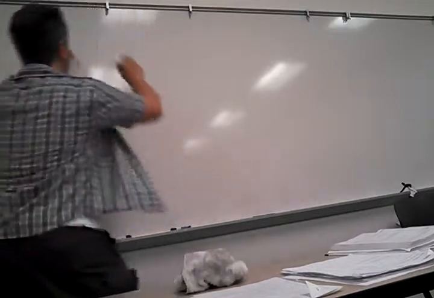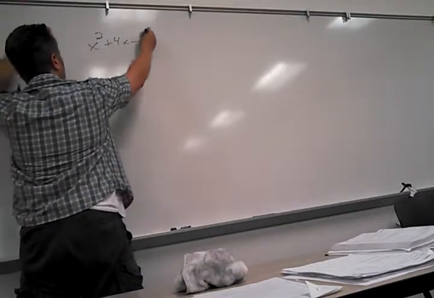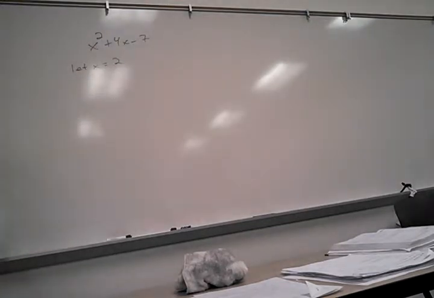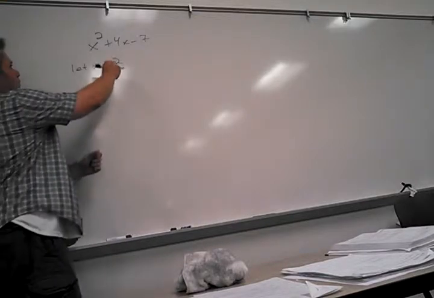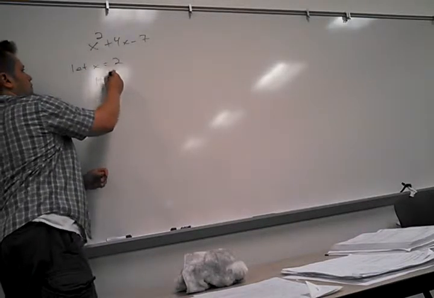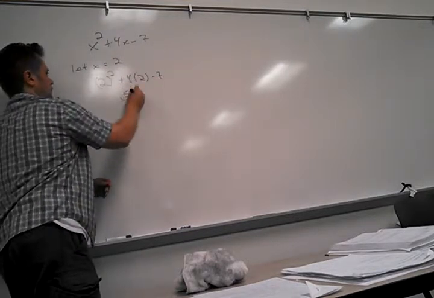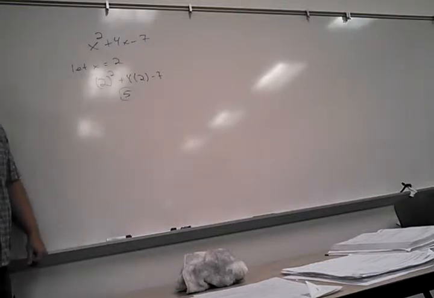Here's the other thing. If I said, let x be 2, could you guys do that? Yes. Simplify that if x were 2. Go ahead. Gotta be careful. Don't forget the minus 7. It's not too bad, right? How do you do this? You just plug a 2 in. So 4 plus 8 minus 7. 5. Cool. That's not too bad, right?